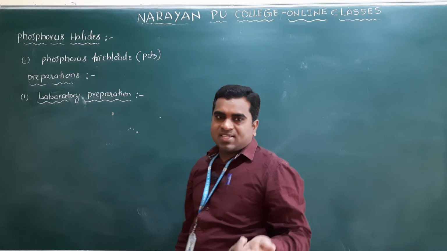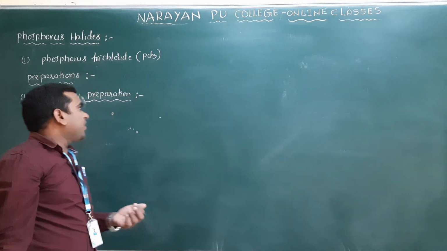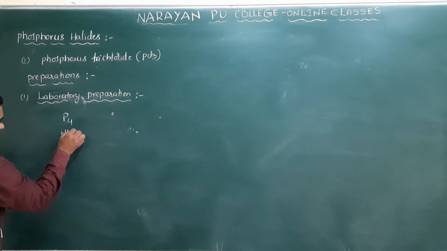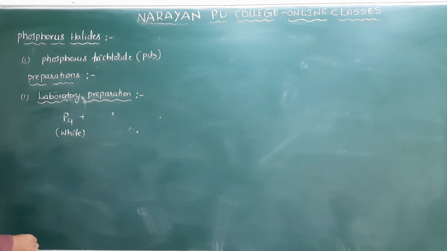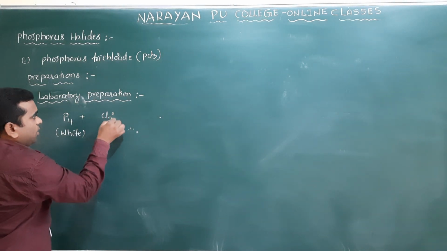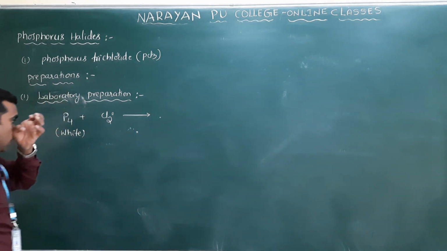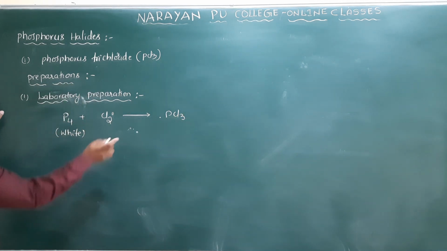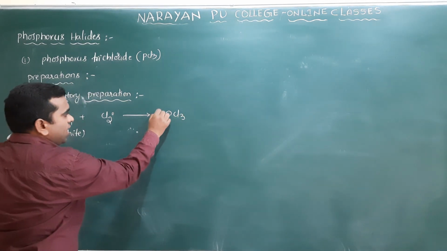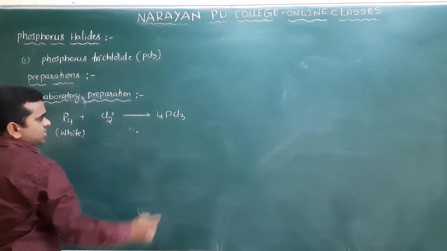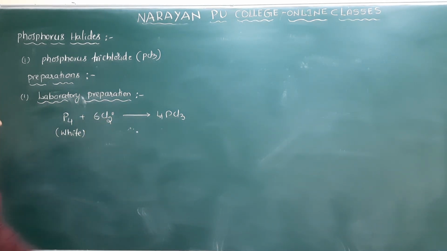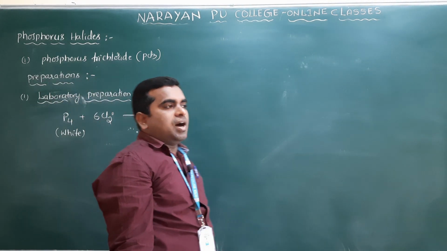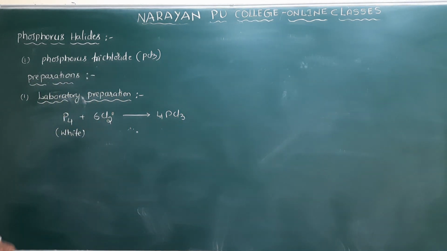Why? Red phosphorus is less reactive; it will take time to react. So take white phosphorus and treat it with chlorine, because we need chloride. Then you will get the compound PCl3. Now balance the equation. How many phosphorus atoms are there? 4, so multiply PCl3 with 4. How many chlorine atoms are there? 12, 4 into 3, so multiply chlorine with 6. This is the laboratory preparation of phosphorus trichloride.